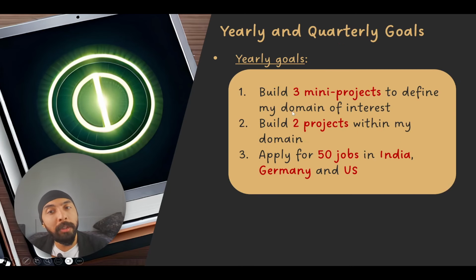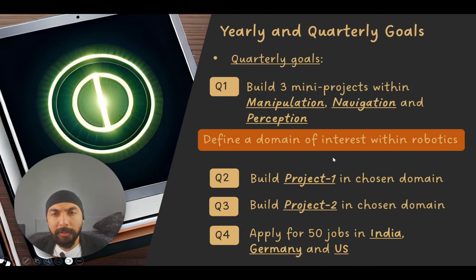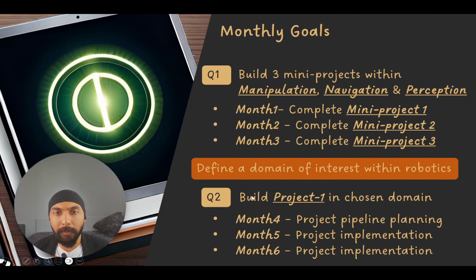Maybe you need to add more projects later on, but you still succeeded in your goals, right? So this is important. Build 3 mini projects within manipulation, navigation, and perception. Again, he is interested specifically in robotic software engineering, and these are the primary domains that one can explore. So build project 1 in the chosen domain, then build project 2 in the chosen domain and apply for 50 jobs in India, Germany, and US.